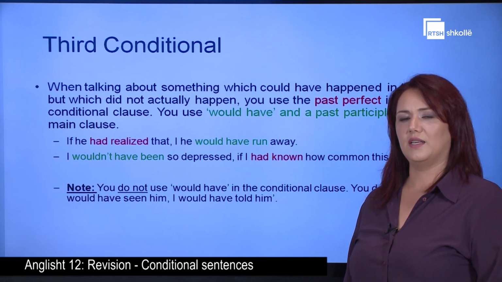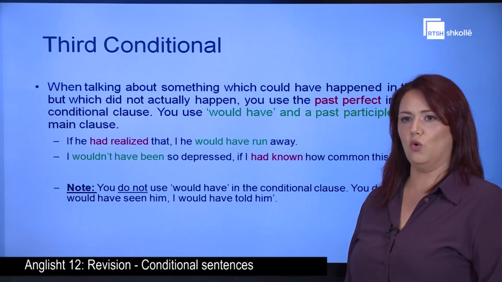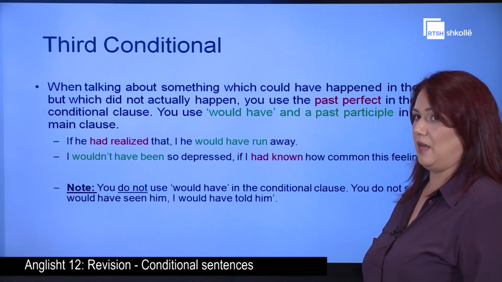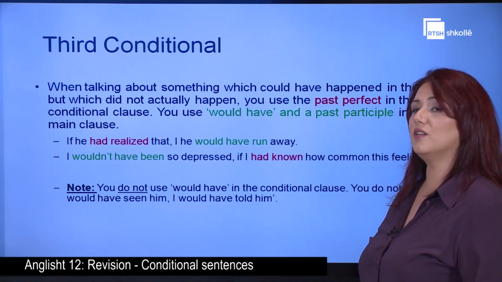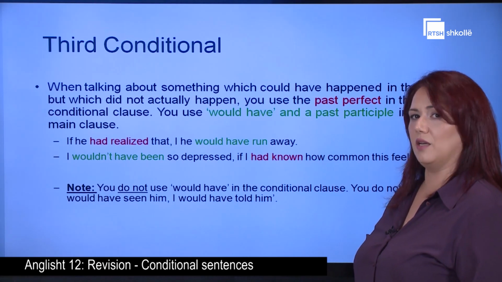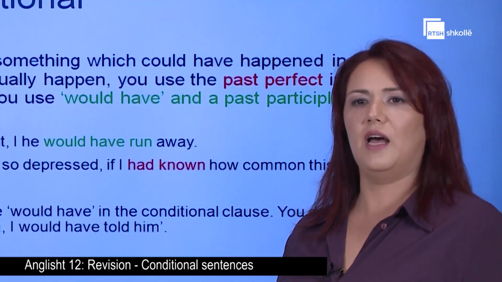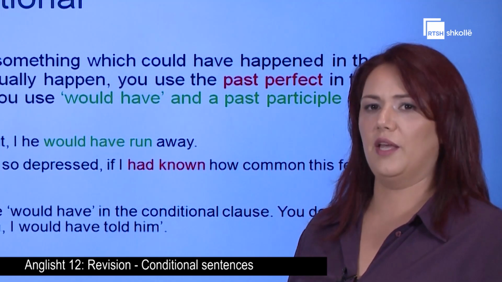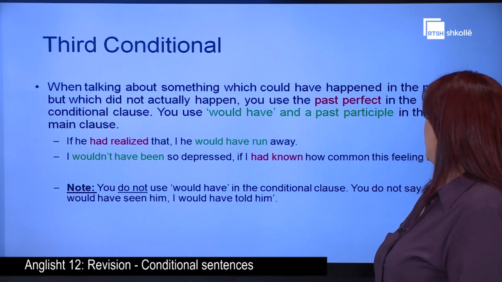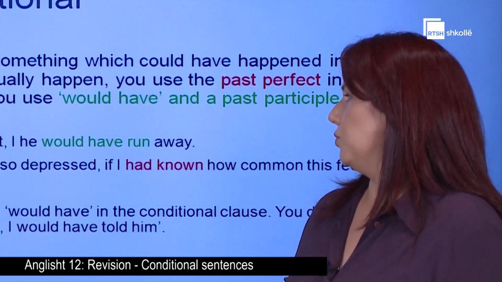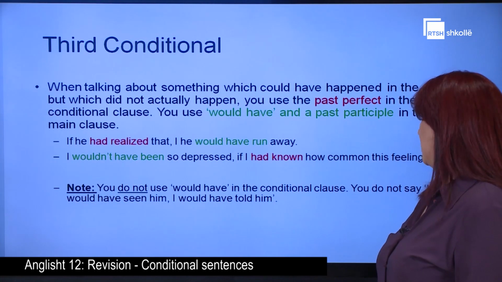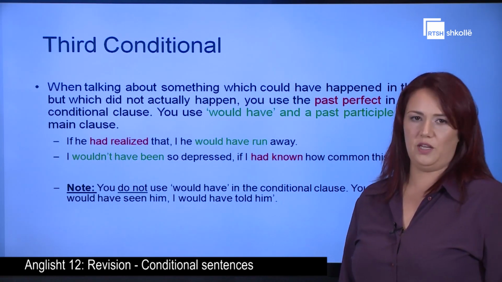Third conditional is used to talk about a situation or something which could have happened in the past, but it did not actually happen. You use the past perfect in the conditional clause, and you use would have and the past participle in the main clause. For example, if he had realized that, he would have run away. I wouldn't have been so depressed if I had known how common this feeling is. Please be careful. We do not use would have in the conditional clause, and we do not say if I would have seen him, I would have told him.